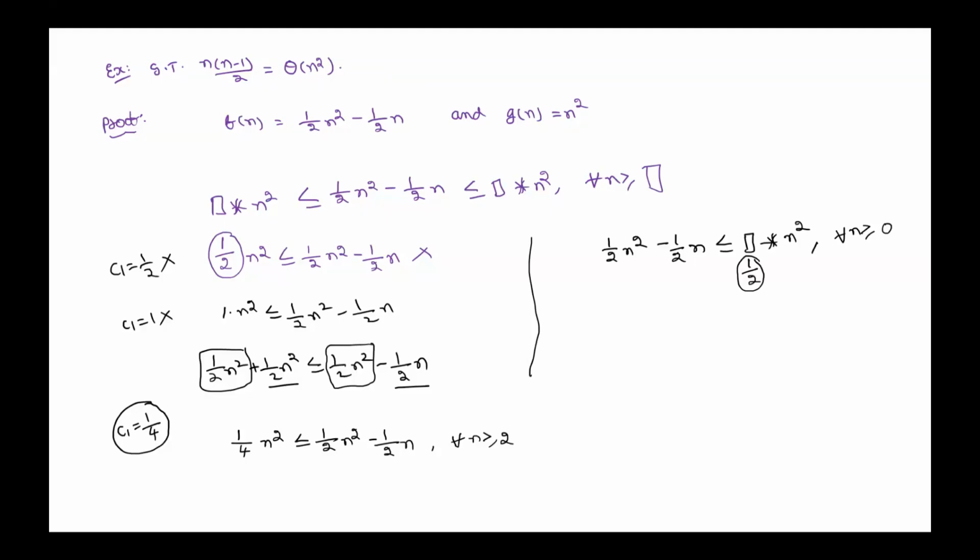Is that okay? So this is 1, this is 2. If we combine 1 and 2, what do we get? 1 by 2 into n square minus 1 by 2 into n is less than or equal to 1 by 2 into n square, which is greater than or equal to 1 by 4 into n square, for all n greater than or equal to the maximum of these two. This is 2, this is 0. Maximum of these two, 2. Is this correct?